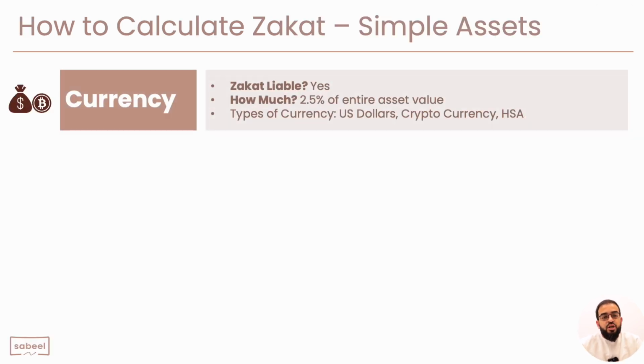So the first one is currency, and this includes US dollars, cryptocurrency, and health savings account. We will mainly focus on health savings account and flexible spending account. Flexible spending accounts are not zakat liable. The reason is that you are not able to extract that money for any other purpose except for medical bills. The second piece is it's a use it or lose it situation, where if you don't use the money by the end of the year, those funds are gone. And so because this wealth is not within your control and grasp, there is no penalty that's applied to it. Zakat does not apply to flexible spending accounts.